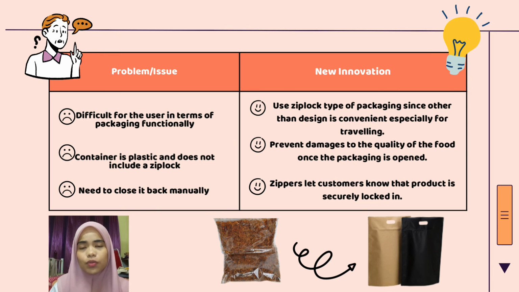So we decided to make a new innovation in packaging to make sure of a positive first impression and long-term brand loyalty. Our new innovation for this issue is to use Ziploc type of packaging. Ziploc packaging is convenient, especially for traveling, and it can prevent any damage or harm to the quality of food once the packaging is open. It is also recyclable and reusable. It also gives peace of mind as the zipper lets customers know that the product is securely locked in. By protecting the quality and longevity of the product, serunding daging could also increase consumer satisfaction.